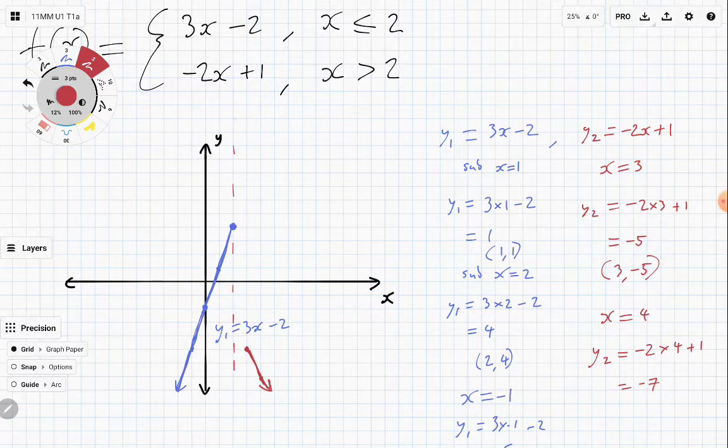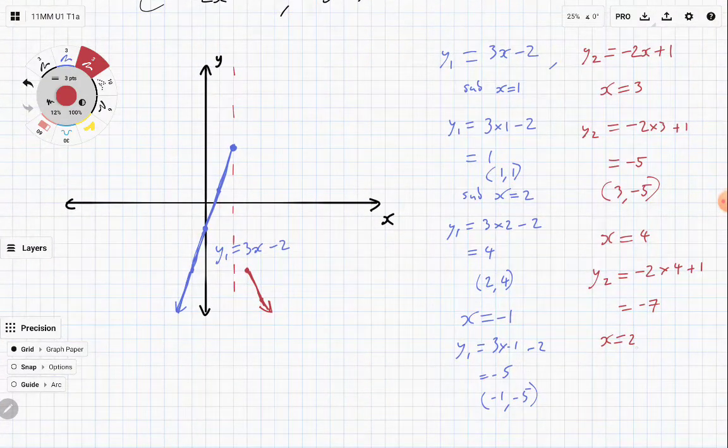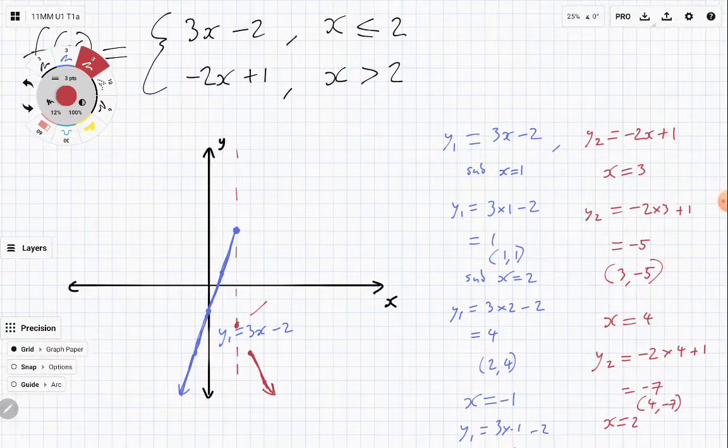So we need to substitute in x equals 2, meaning we'll have substituted x equals 2 into both y1 and y2. So with x equals 2, we get y2 is equal to negative 2 times 2 plus 1, which is negative 4 plus 1, negative 3, and we get this point here. Except, think about what the domain is. The domain is not inclusive, meaning it's not going to be a solid point. It's going to be a hollow point.